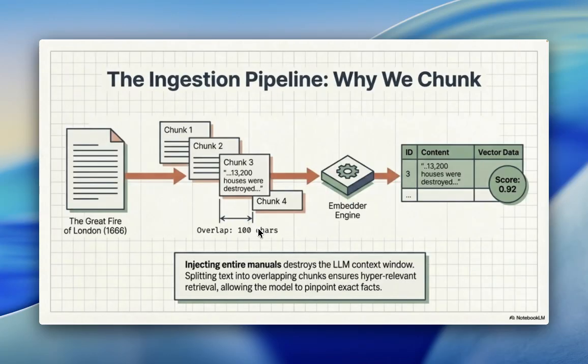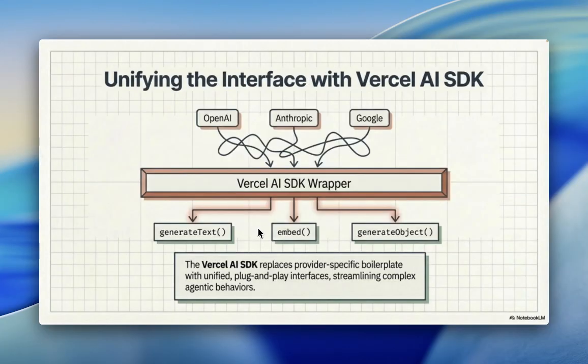The ingestion pipeline: why chunk? Take the Great Fire of London, 1666, split into chunk 1, chunk 2, chunk 3, chunk 4, with an overlap of 100 characters, then the embedding engine produces the content vector with a score like 0.92. Injecting an entire manual would destroy the LLM context window. Splitting text into overlapping chunks ensures hyper-relevant retrieval, allowing the model to pinpoint exact facts. Unifying the interface with the Vercel AI SDK: OpenAI, Anthropic, Google, with the Vercel AI SDK wrapper providing generateText, embed, and generateObject.